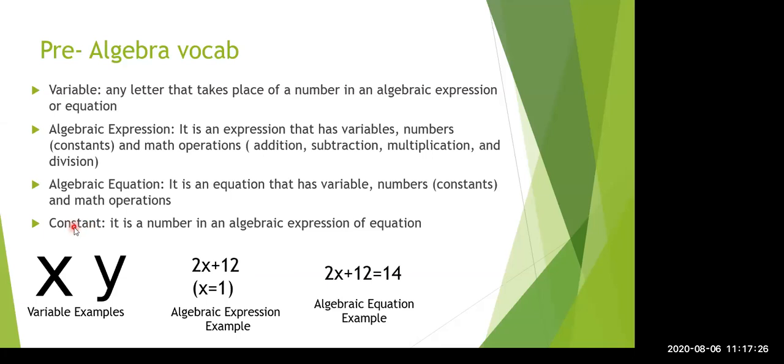And then a constant is a number in an algebraic expression or equation. That should be an R, not an F. What that means is that in this example, the constant is 12, because that's a number that's just in the equation.